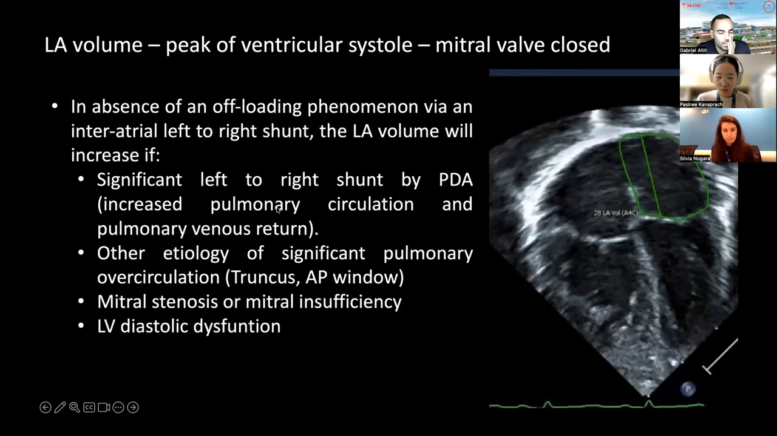And so obviously, unless you have an atrial shunt, it will give you a sense if the LV volume starts increasing. It could be because you have significant left-to-right shunt by a duct. It could be because you have too much pulmonary overcirculation, or because you have, for example, mitral valve anomalies that are blocking the left atrial emptying, and so there's residual volume in your left atrium, or it could be because there's LV diastolic dysfunction.